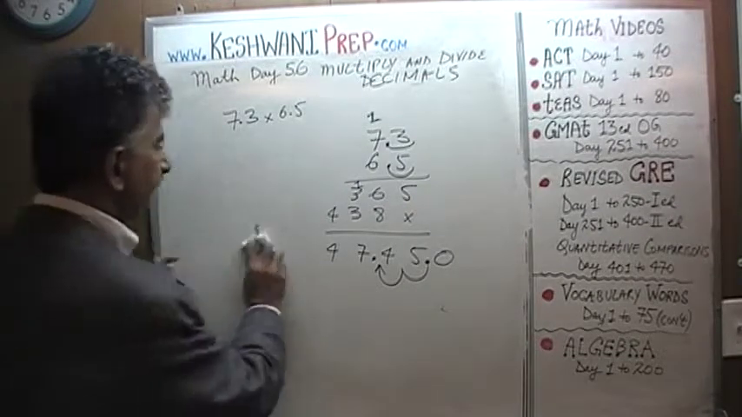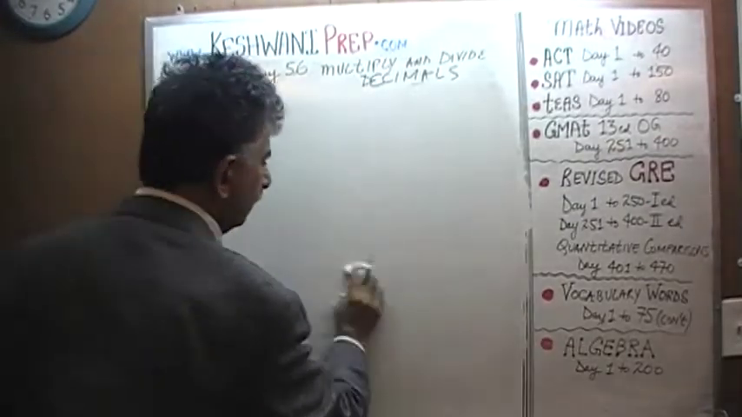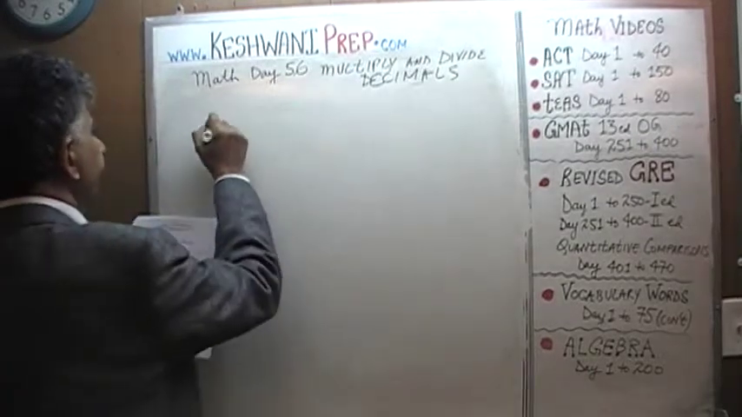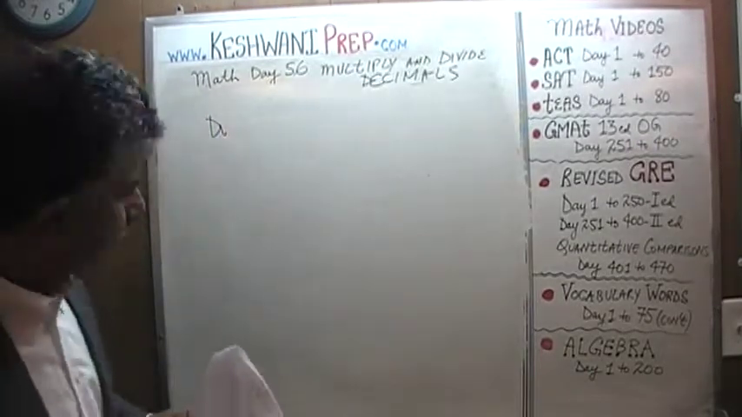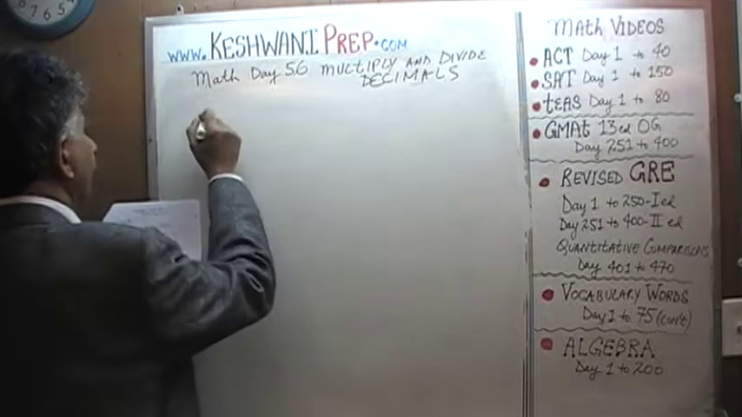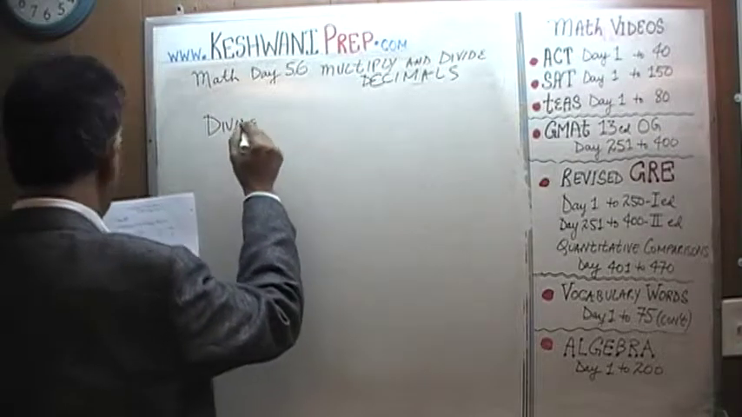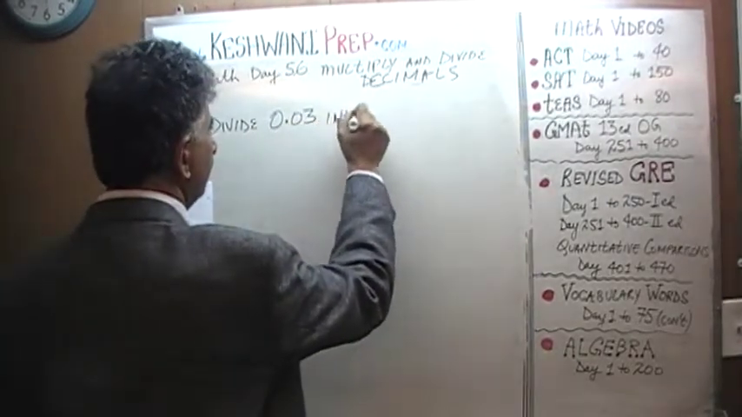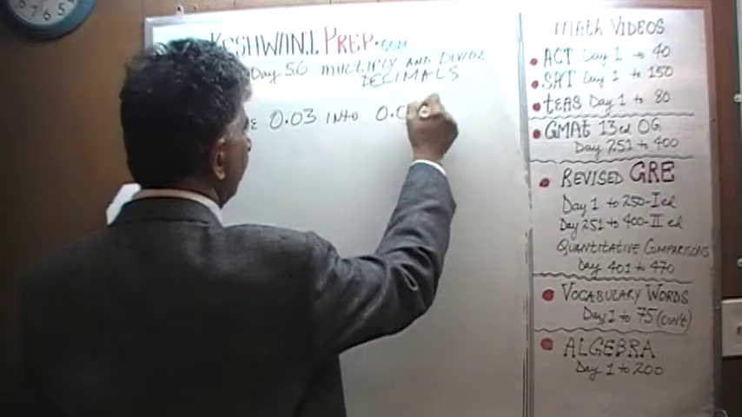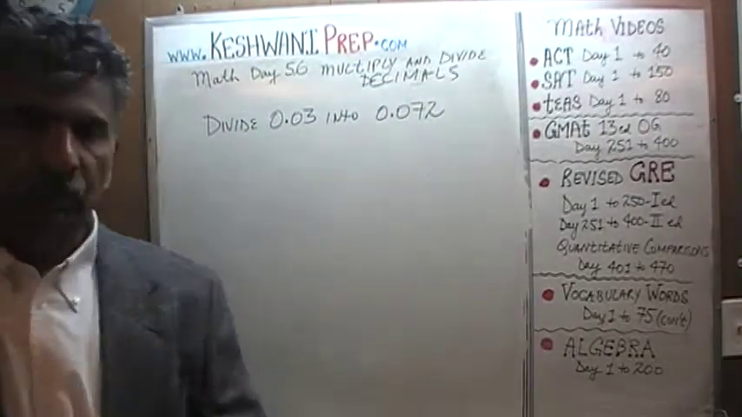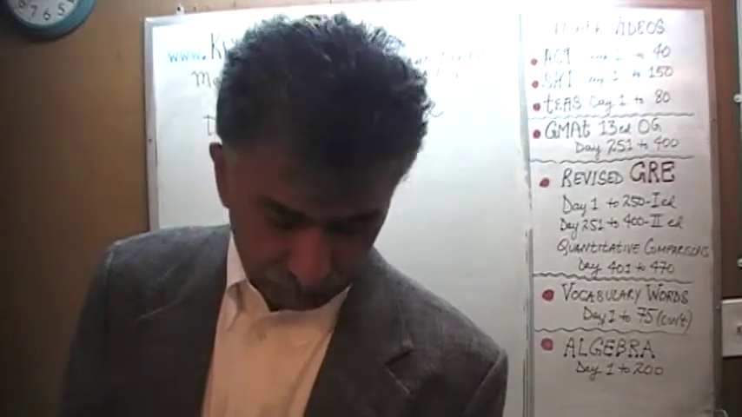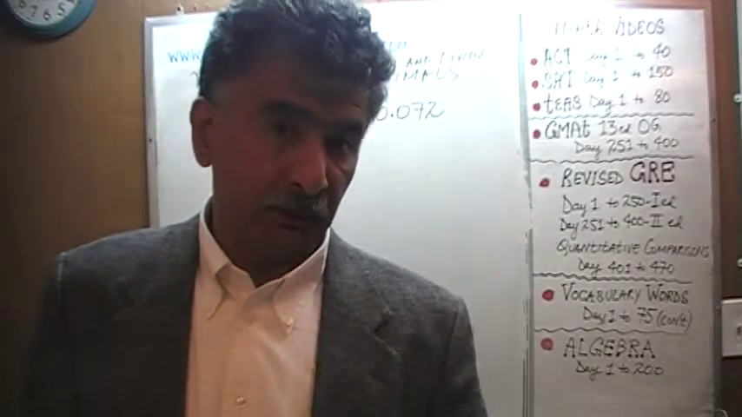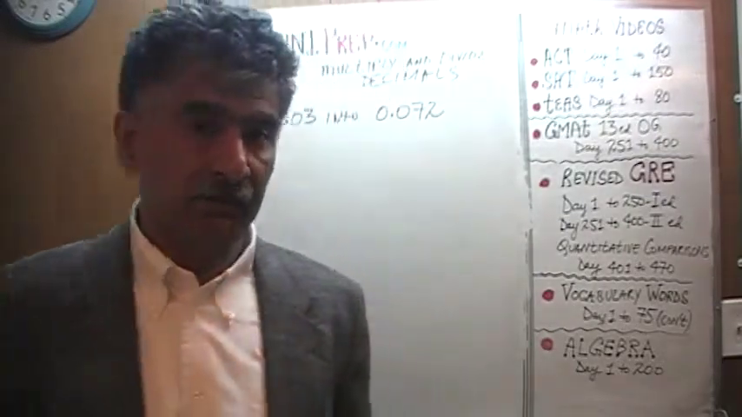Problem number 2. Question number 2, as it appeared in the exam, simply said, divide 0.03 into 0.072. Divide 0.03 into 0.072. What does it mean? Well, let's find out, shall we? We're going to find out by making up a simple example.